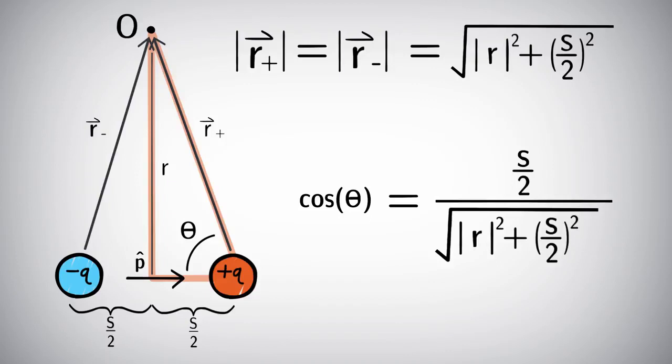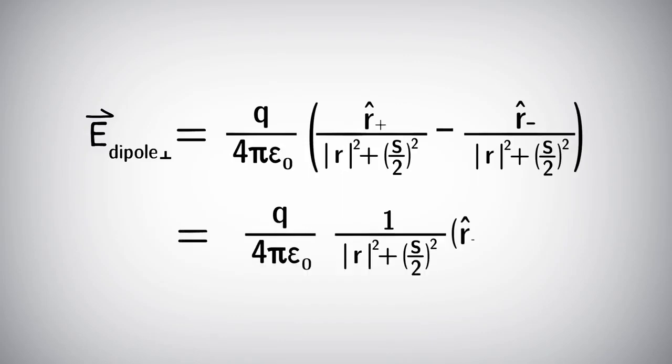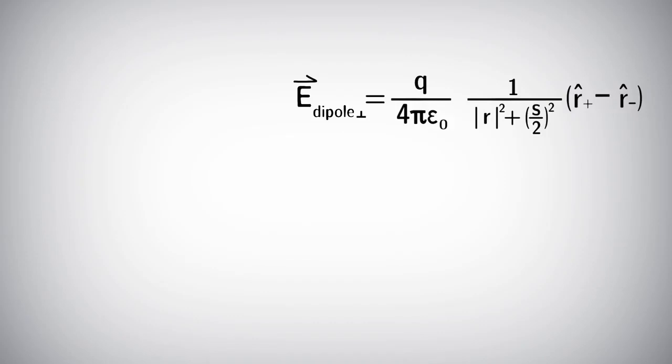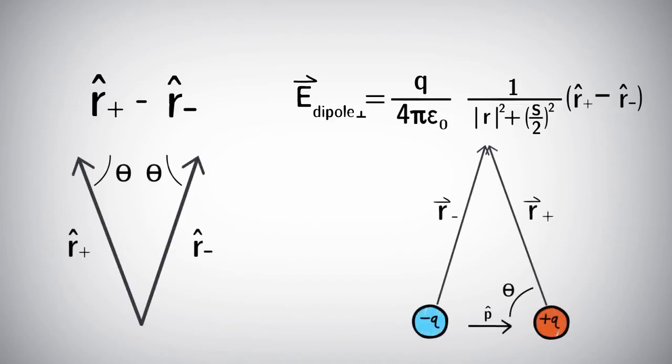First, let's use our results for the magnitudes of vectors r plus and r minus to rewrite the expression for the E field for a point on this perpendicular plane. Let's now calculate the vector subtraction of the unit vectors, r hat plus minus r hat minus. Looking at the sketch shown, we see that the resulting subtraction leads to a vector whose direction is given by minus p hat. That is, it points in the direction opposite to the direction of the vector dipole moment.